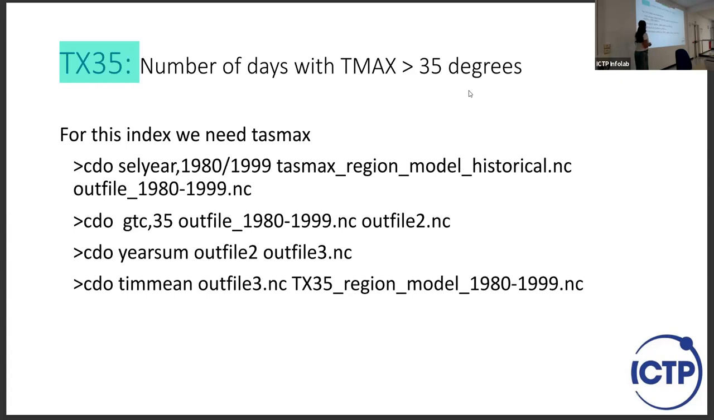About 35. And in this case, instead of dividing as you did in the previous indices, you will need to do a mean to have the mean for the reference period that is 1980-1999. So you can use this command mean with this auxiliary file called outfile 3, and then you will have the index in px35 for the region you are using, the model you are using, and the reference time period.